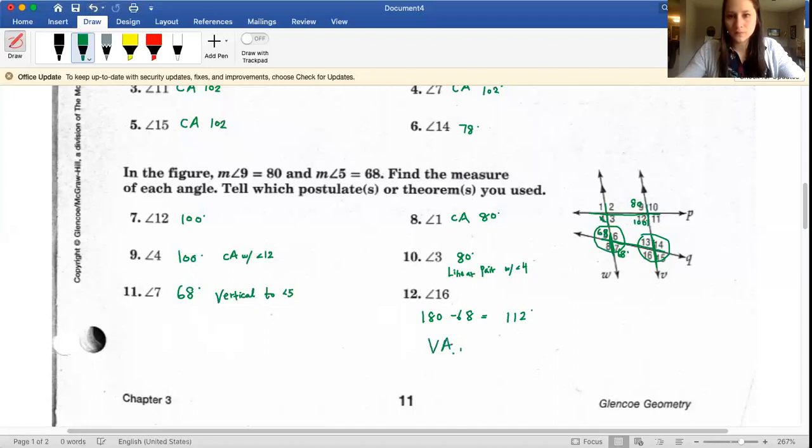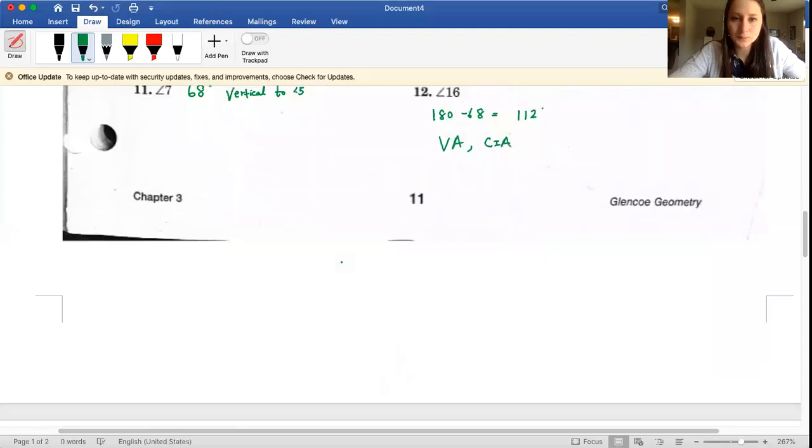I'm right, VA, and consecutive interior angles were what helped me figure that one out. Okay. So this really just takes practice of looking at them and being able to recognize how to tell what's what.